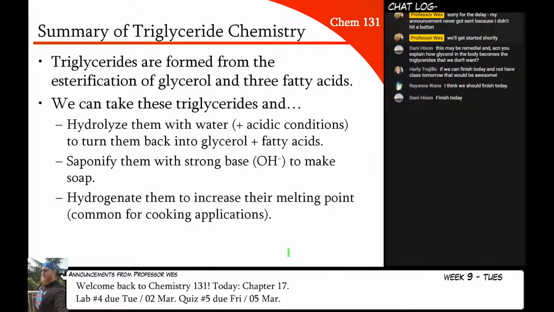All right, so let's summarize our triglyceride chemistry here. Triglycerides form from glycerol and 3 fatty acids put together. We make ester linkages out of them. That's probably the most important part of that process, is that's the bond that we make, and that's how we can undo that bond using the chemistry that we've talked about. So that would be hydrolysis. We could also saponify, and then we can hydrogenate double bonds.